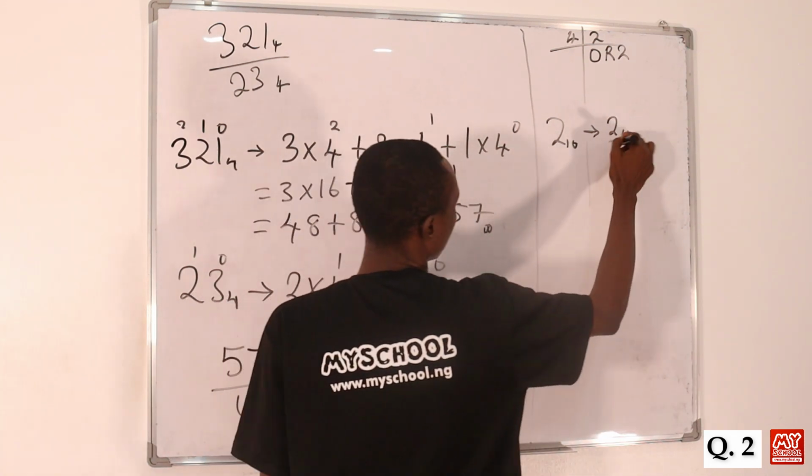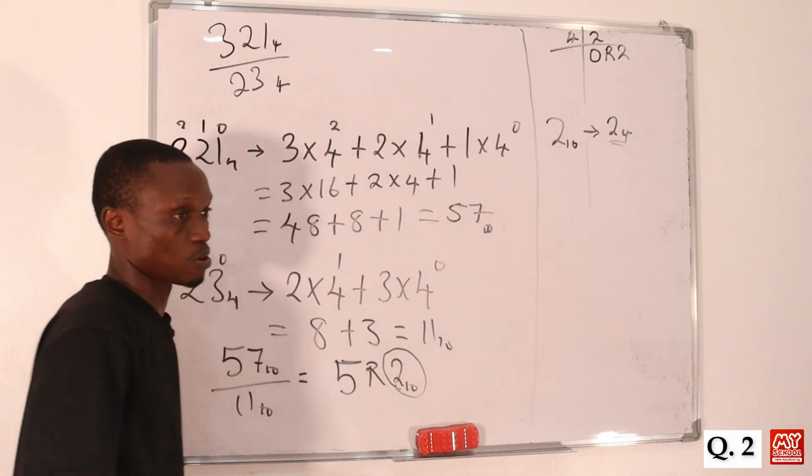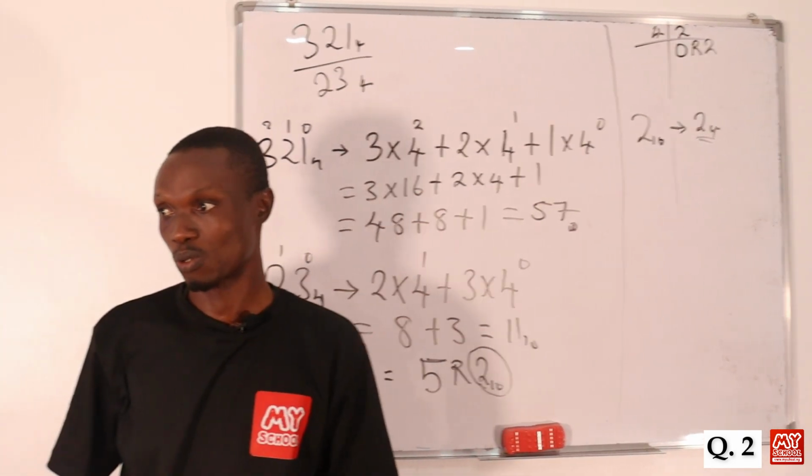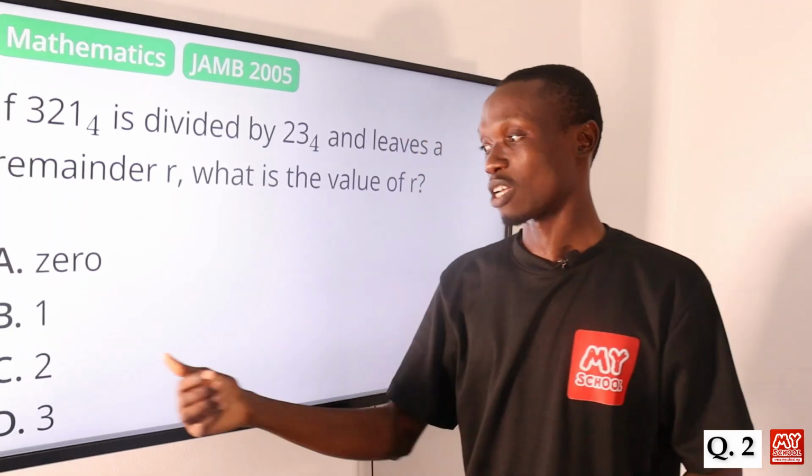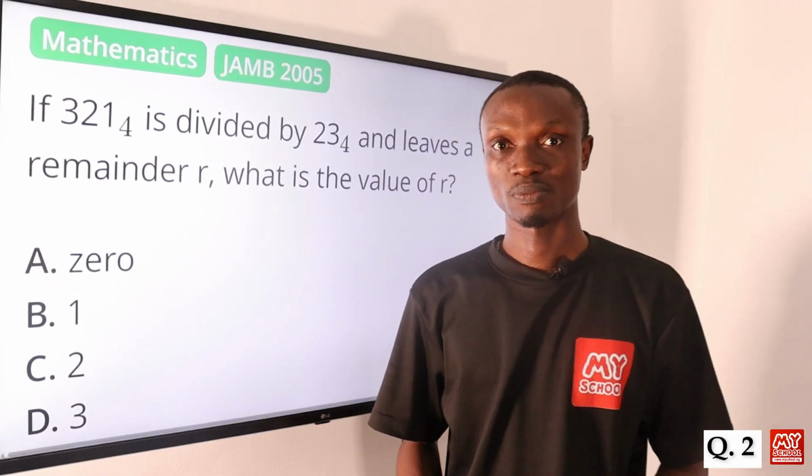Okay, so now let's return back to the screen to pick the correct answer to this question. And that is option C, 2. So the remainder is actually 2 in base 4.